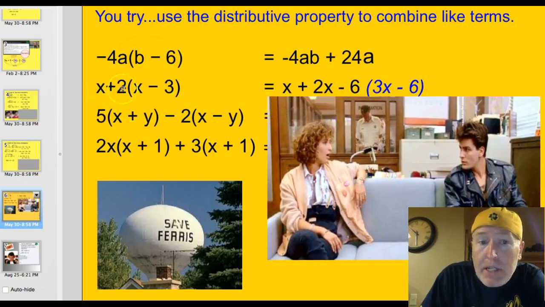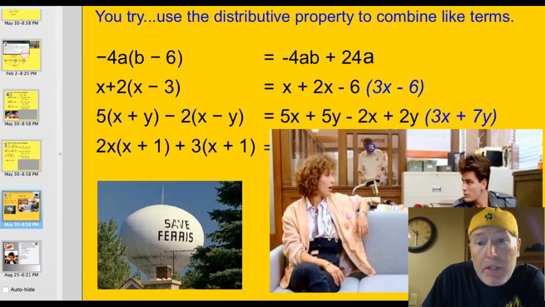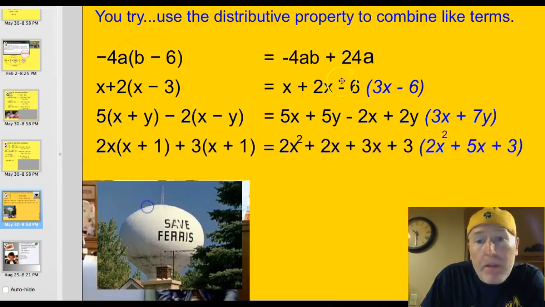Well, this guy stays here, but you've got 2x minus 6. Well, you can combine this x plus the 2x, and when you combine like terms, you're going to have 3x minus 6 there. All right, so this one here, if you did this one correctly, you would have had 5x plus 5y minus 2x plus 2y. So you get a minus 2 times a minus y. It's a negative times a negative.